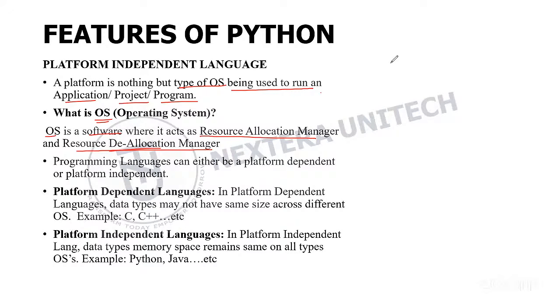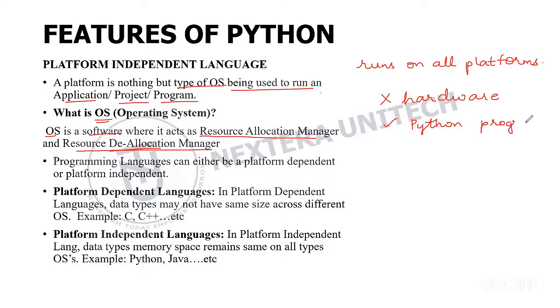So if a program runs on all platforms, it is known as platform independent. So Python is platform independent not because of the hardware, but because of how Python programs are executed. So here, to briefly explain, the source code, that is the .py code, is converted into a .pyc file, that is the bytecode.